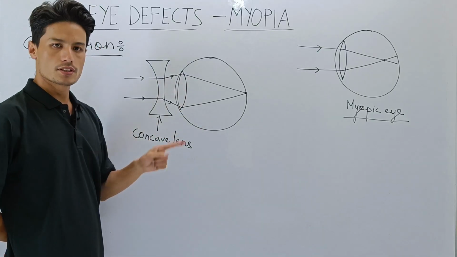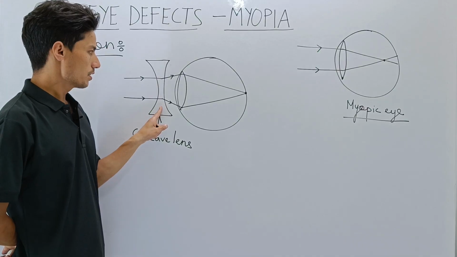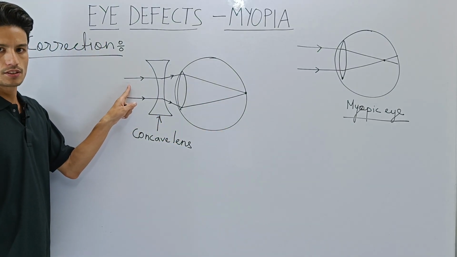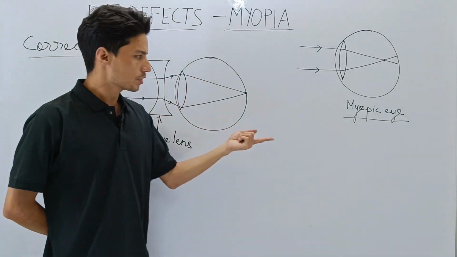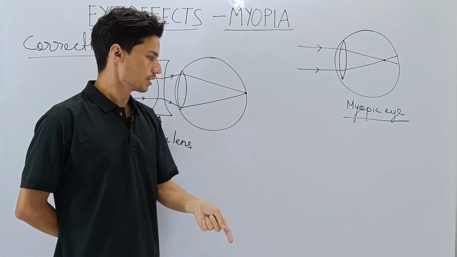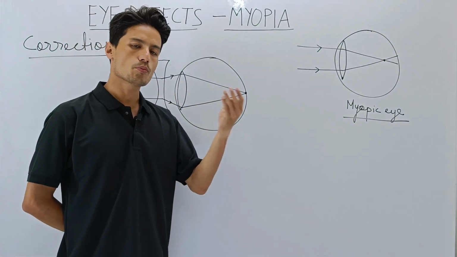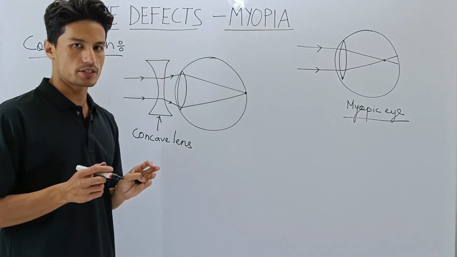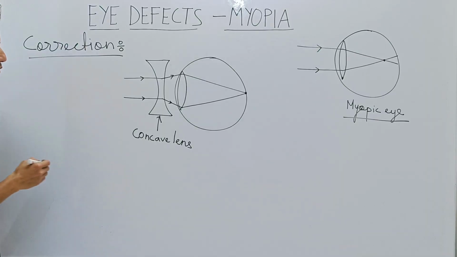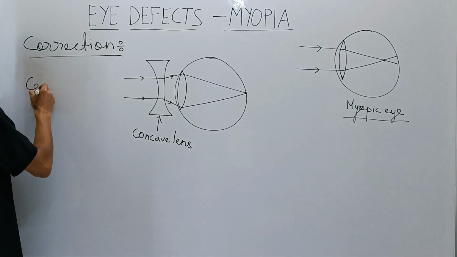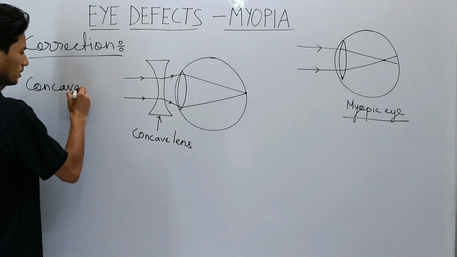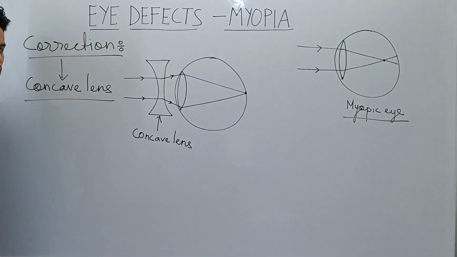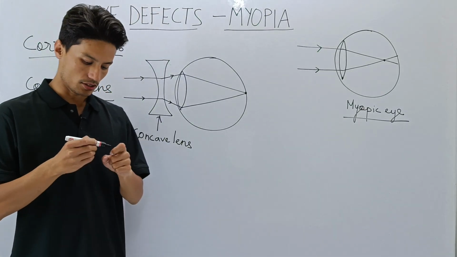So now this person, with the help of this concave lens, will have no problem seeing far distant objects. He had myopia, so he had no problem seeing near objects, but after this correction, he will have no problem seeing far distant objects also. So I hope it is clear how myopia is corrected. The correction is a concave lens. Myopia is corrected by using a concave lens.